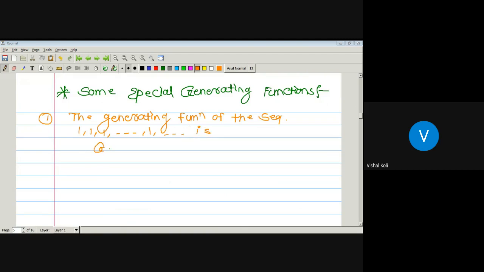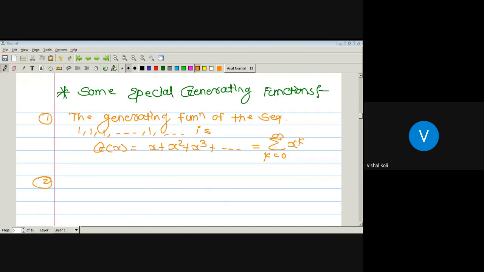Tell me, what is the generating function? G of x is nothing but the series of x raised to k. Yes, it is nothing but the coefficient of x raised to 0 is 1. So 1 into x plus again 1 into x square plus 1 into x cube plus and so on, which is nothing but the series k running from 0 to infinity x raised to k.